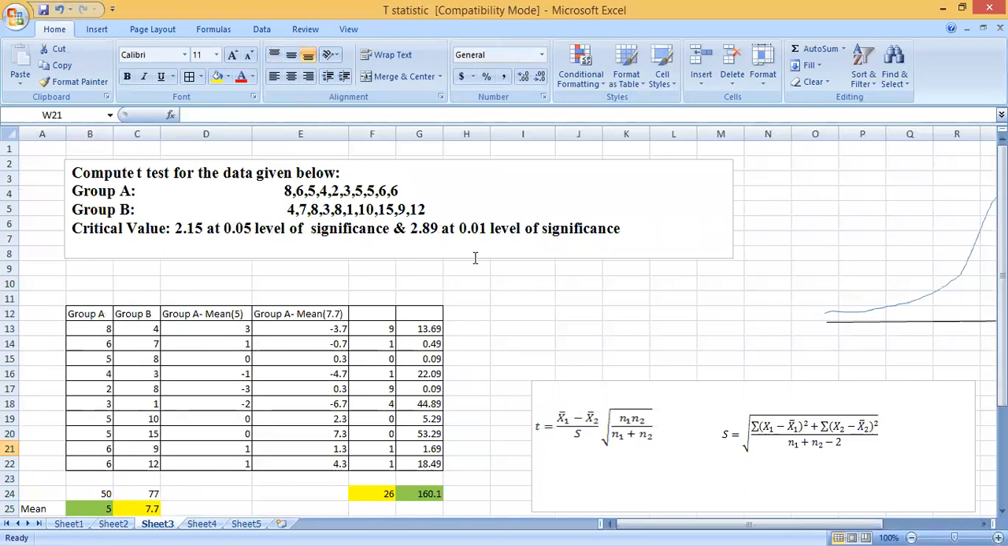So I hope you have enjoyed this lecture, and this lecture is all about the t statistics, and how to calculate the t statistics in Excel. I have tried to focus on this point, and if these questions come in your examination, then you can also calculate in your answer scripts by using a simple calculator. So this is all about the t statistics.